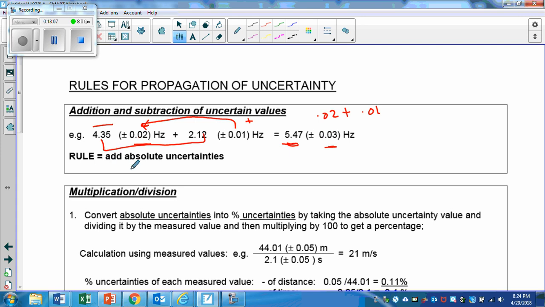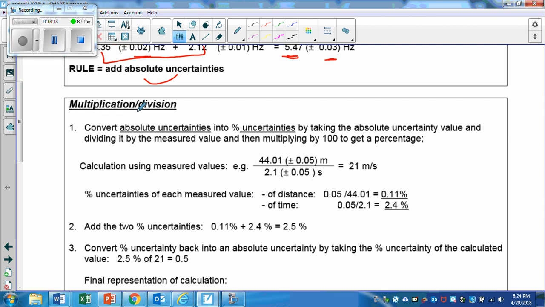So the rule is that when we are adding or subtracting the uncertain values, we will add absolute uncertainties. When we are multiplying or dividing, we convert the absolute uncertainties into percentage uncertainties, and then we convert the percentage uncertainties back, after adding them, into absolute uncertainties. So here we go, calculating using measurements.